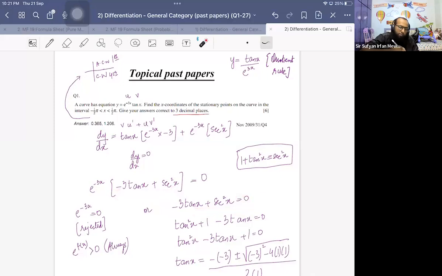Then e power minus 3x equals 0 gets rejected. You know why? Because exponential base e means positive base. It is 2.718 something. So if the base is positive, no matter what the power is, whether it is positive or negative, the answer will always be positive. You can try it out. Exponential to the power of minus 10, exponential to the power of minus 100, you'll always get an answer greater than 0.